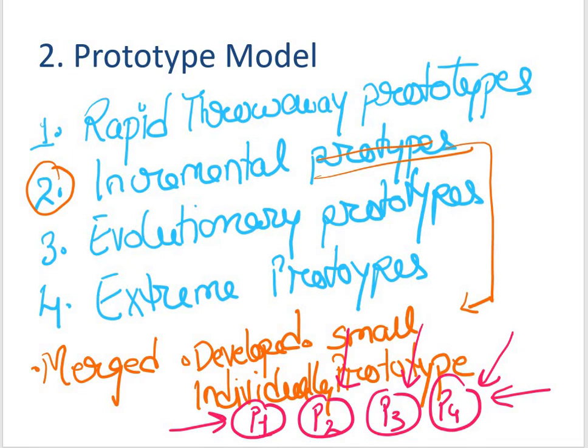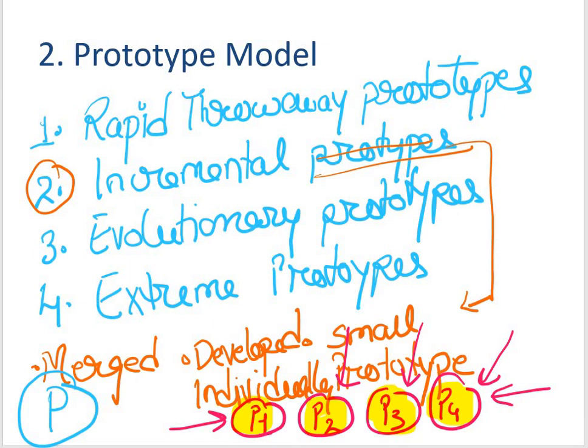So once P1 reaches the final stage, P2 reaches the final stage, P3 reaches the final stage, and P4 as well, then the end product will be, let's say, a bigger P, which would be nothing but P1 plus P2 plus P3 plus P4, and ultimately it will reduce a good amount of time. And that's what our ultimate aim should be. So this particular thing comes out to be very handy and a very improved version. Now this was all about your incremental prototype.